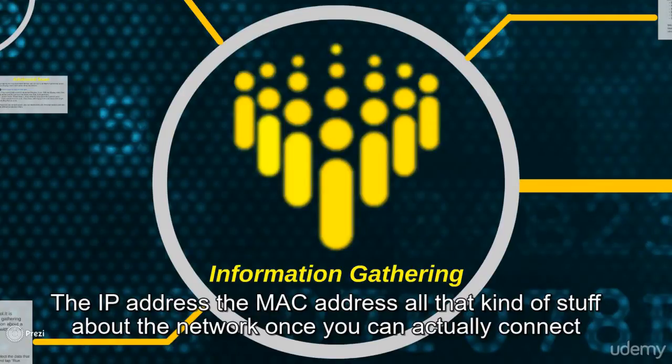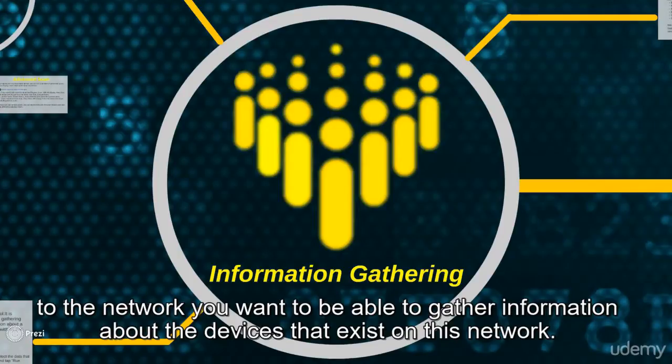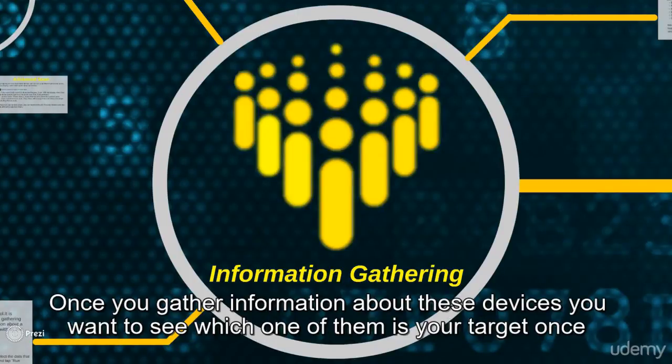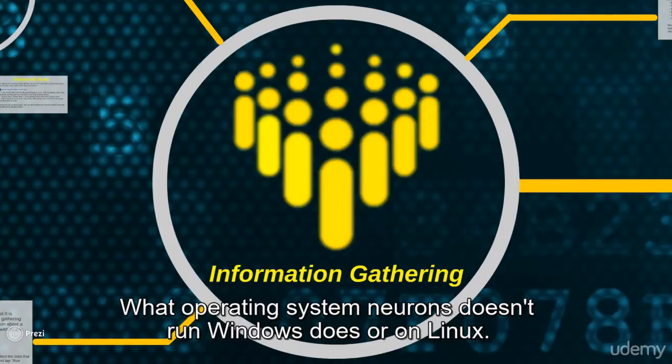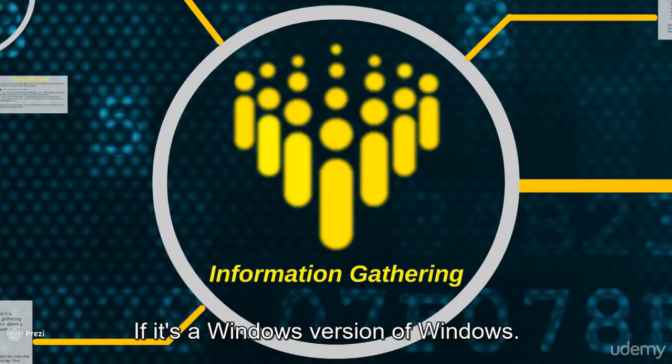Once you can actually connect to the network, you'd want to gather information about the devices that exist on this network. Once you gather information about these devices, you want to see which one of them is your target. Once you locate your target, you want to know what IP address it has and what operating system it runs. Does it run Windows? Does it run Linux? Is it a phone? If it's Windows, what version of Windows?